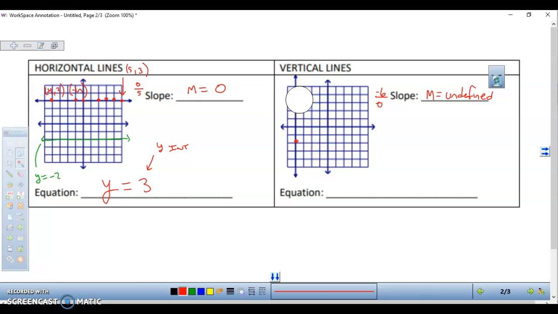All right? Now, the next thing is the equation. So what's true about every single point on this line? Let's just think about the ordered pairs. This ordered pair is -4, 4. This point is -4, 2.